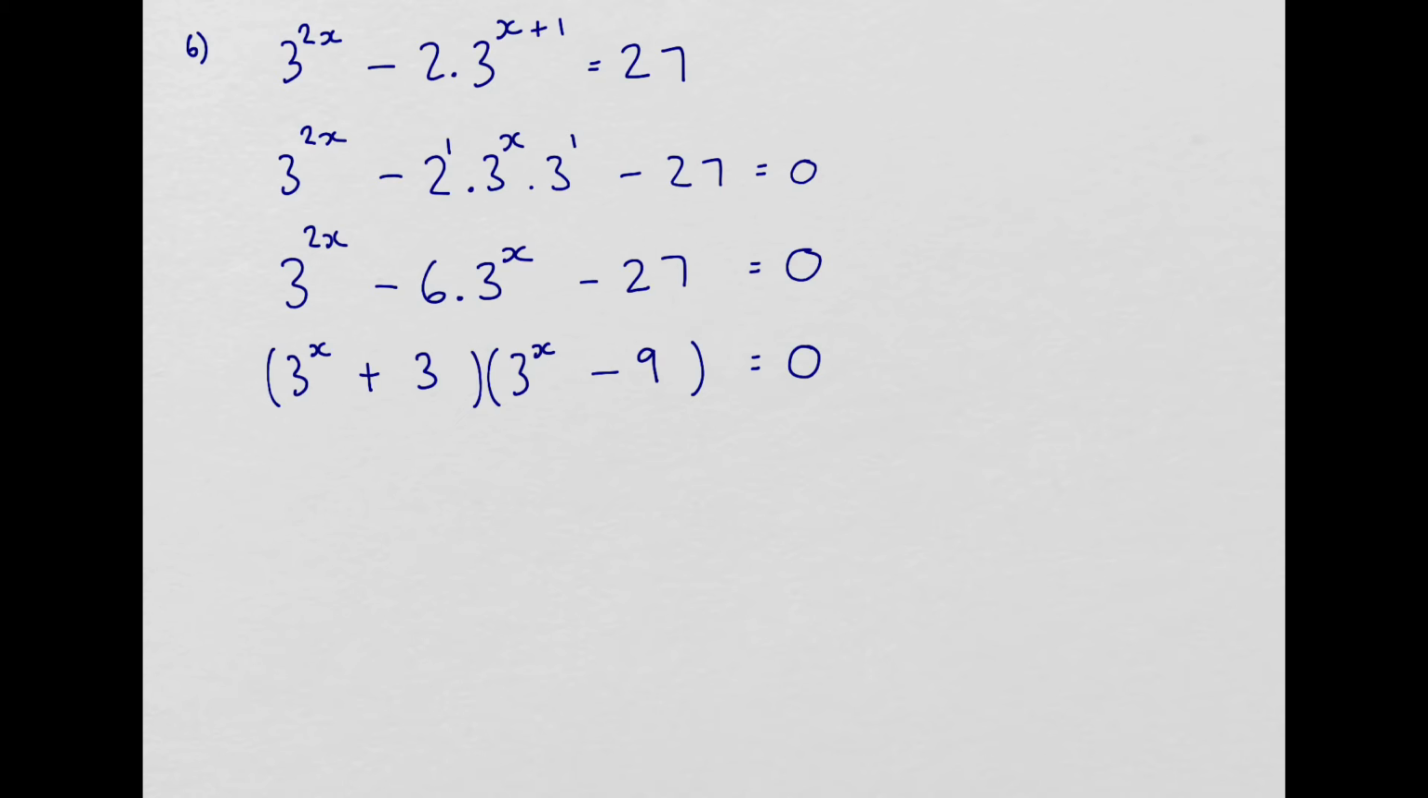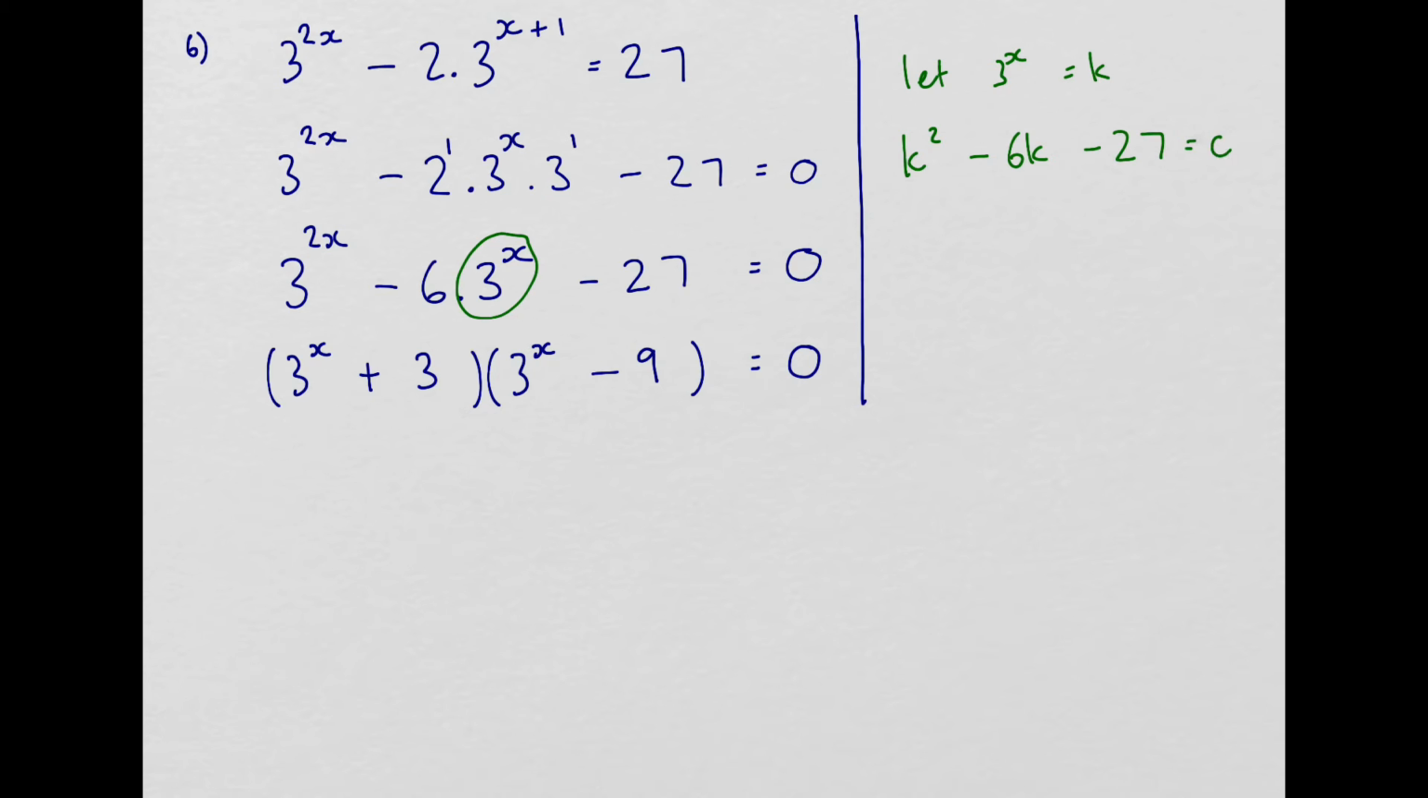Okay, just before I continue, you can also do this with a substitution. If you let 3 to the x equal k, then you end up with k squared minus 6k minus 27. And then that's just a little bit more simple to factorize.